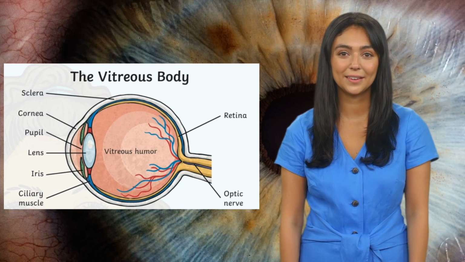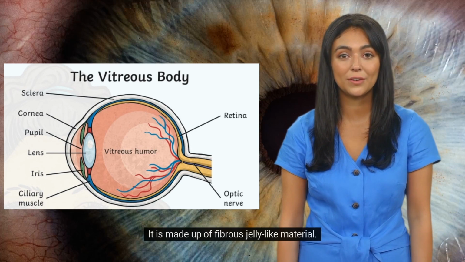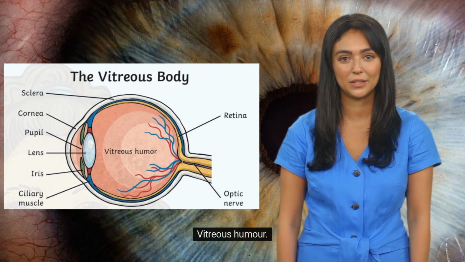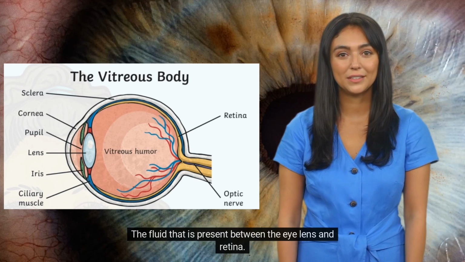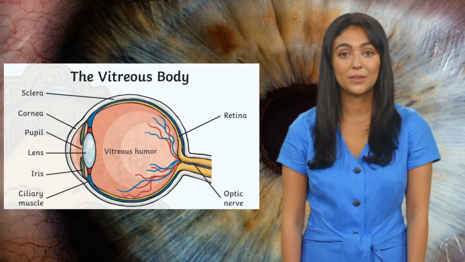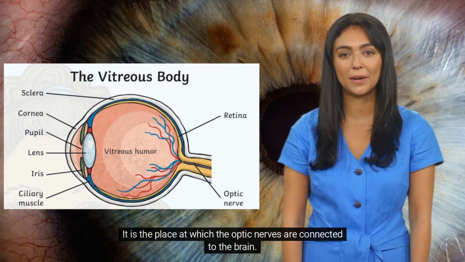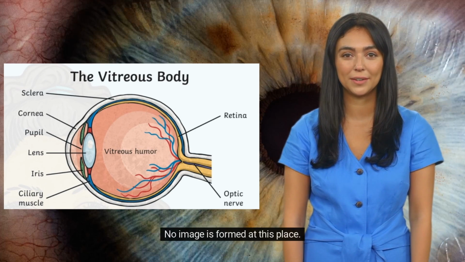Eye lens. It is made up of fibrous jelly-like material. The focal length can be changed by changing the thickness. Vitreous humor. The fluid that is present between the eye lens and retina. Blind spot. It is the place at which the optic nerves are connected to the brain. No image is formed at this place.